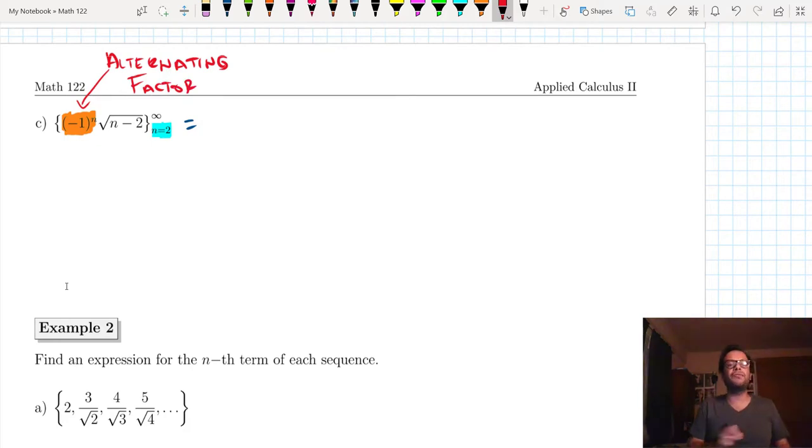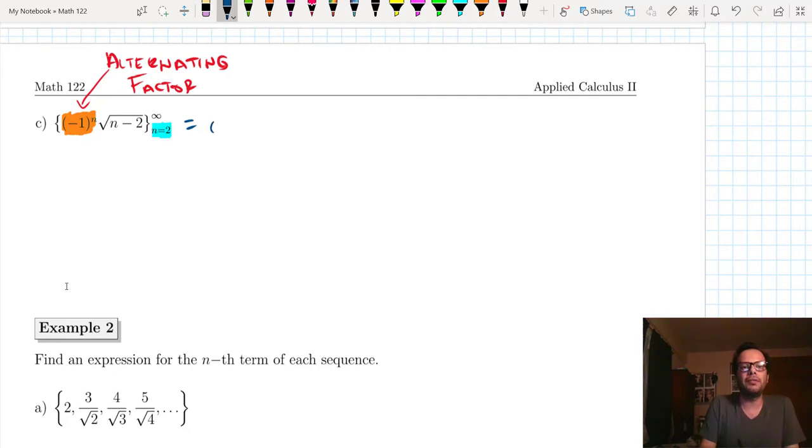This is an alternating factor. This is what's going to make a sequence positive or negative, right? If we raise negative 1 to an odd power, we get negative. If we raise negative 1 to an even power, we get positive. So we start with n equals 2.